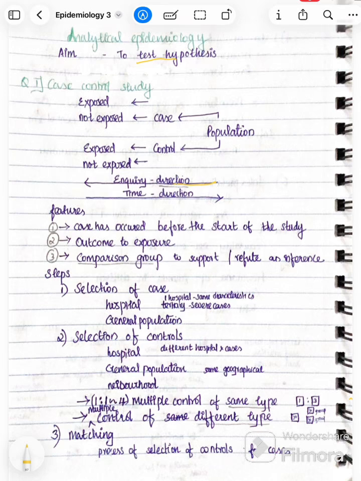Here, the direction of inquiry is this way and the time goes this way. So we'll be selecting the population first and then we are going to take cases and controls out of it. Cases are those who have the disease. Controls are without the disease. Cases can be exposed to a risk factor or not exposed to a risk factor. Controls can be exposed to a risk factor or not exposed to a risk factor.